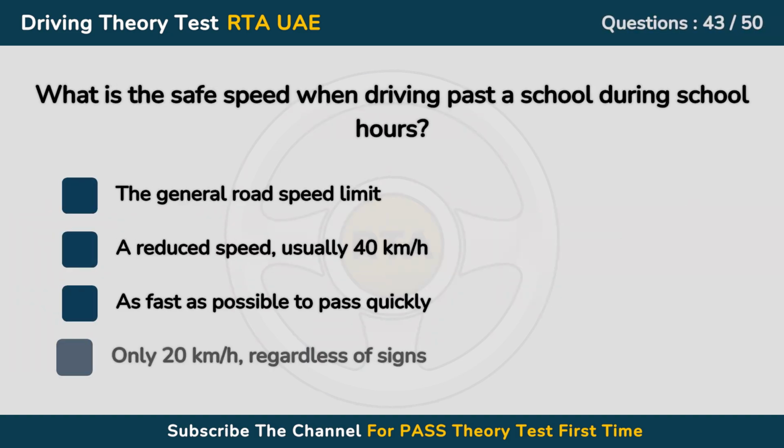Question 43. What is the safe speed when driving past a school during school hours? A. The general road speed limit. B. A reduced speed, usually 40 kilometers per hour. C. As fast as possible to pass quickly. D. Only 20 kilometers per hour, regardless of signs.